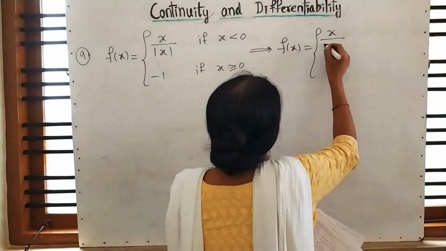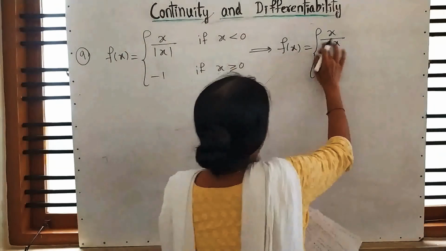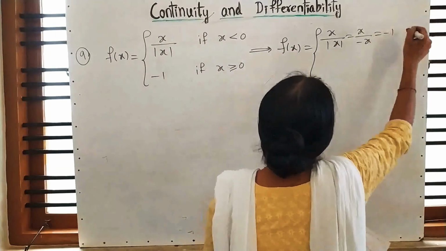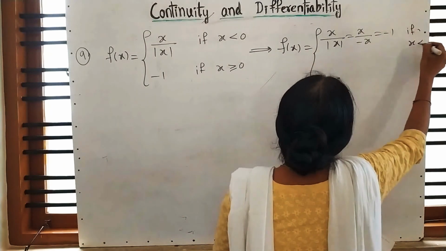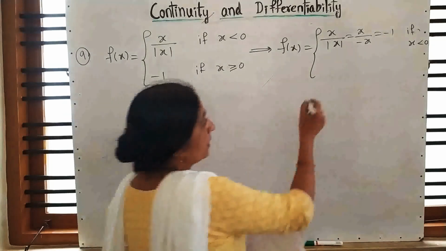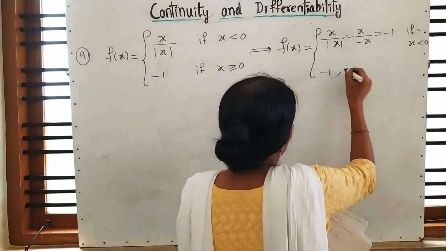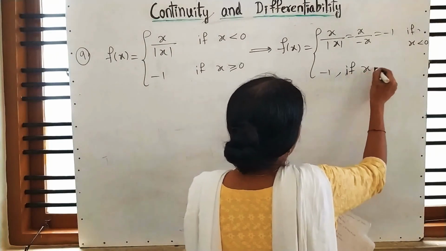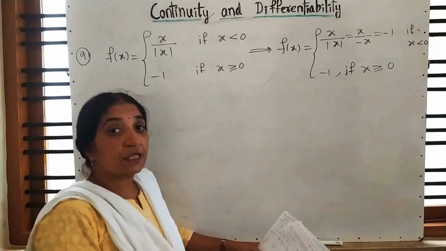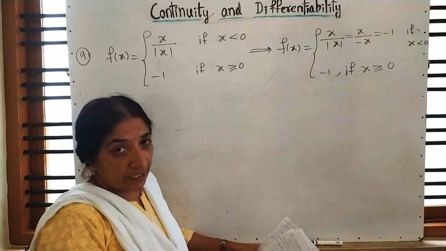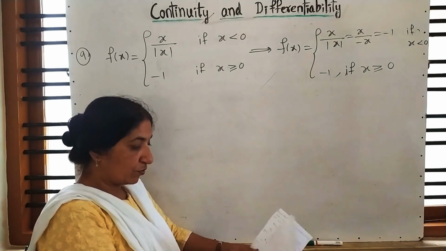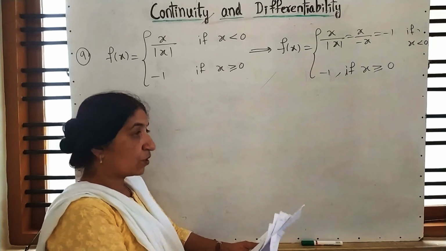X upon minus x, mod x, or is equal to x upon minus x is equal to minus 1 if x is less than 0. Indirectly they are given like this. Understood? And here it is minus 1 if x is greater than or equal to 0. Understood? Now take this as a homework. And in the next class I will give this answer also. Don't worry, I will give the answer also. Now moving to the next question. Question number 10.